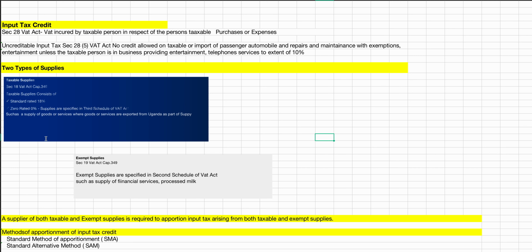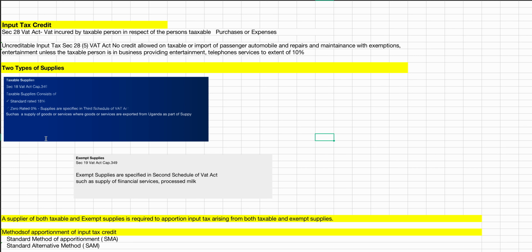We also have entertainment, unless the taxable person is in the business of providing entertainment, for example, radio business, like for the balams and marketing agencies. We also have telephone services to an extent of 10%. When it comes to bills of airtime from MTN, they only allow 90%. 10% is not allowed. So that's what we mean by the uncreditable VAT input. I'll try to be brief and quick through this video to make it short.